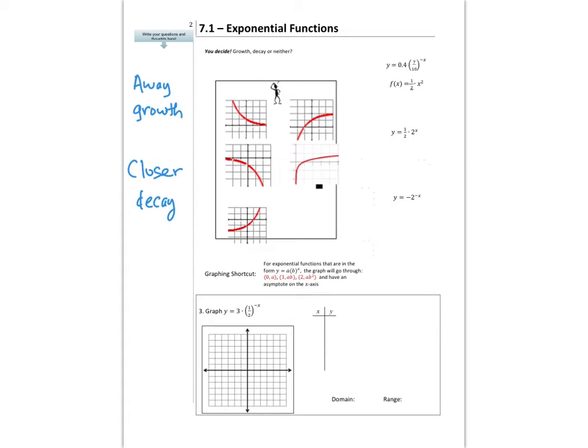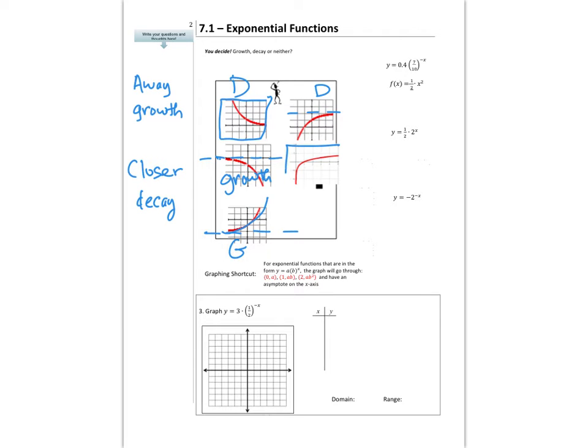So when I look at the pictures, this graph is getting closer and closer to the asymptote, so it's decay. This one, the asymptote is obviously right here, so this is also a decay. This graph, even though it's going down, notice how it's getting further and further from the asymptote. The horizontal asymptote would be there. So this is actually a growth on this one. It looks backwards, but it's not. This one is growing up. It's going away from the asymptote. The asymptote is obviously right here, so that is also a growth.